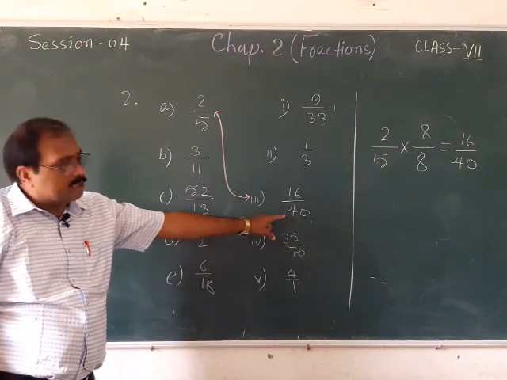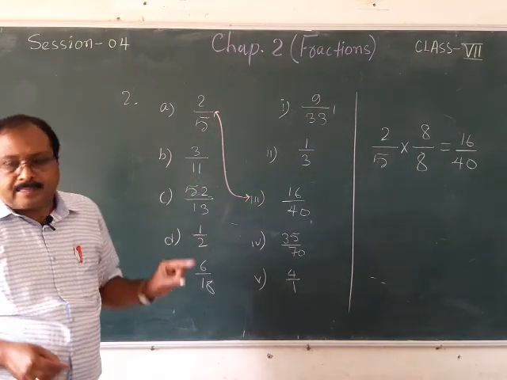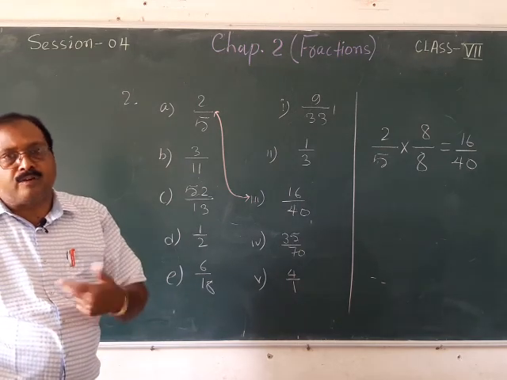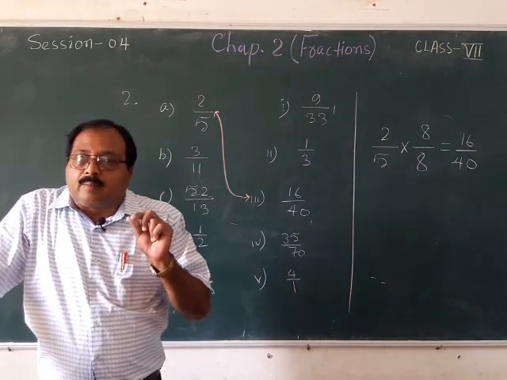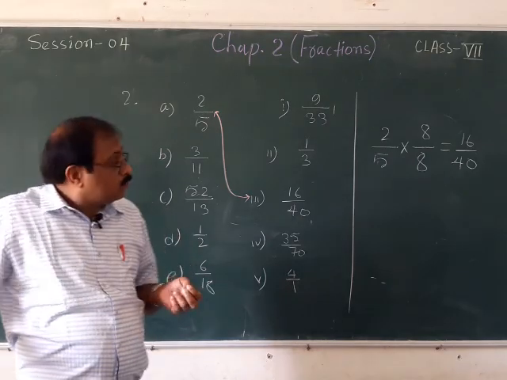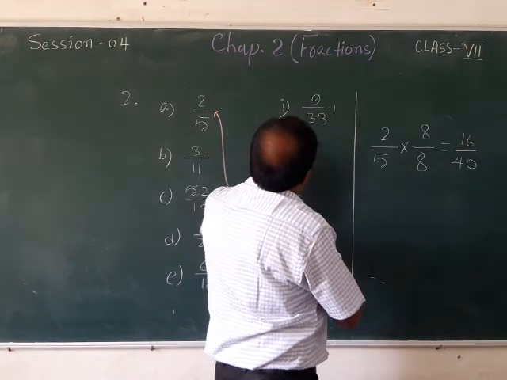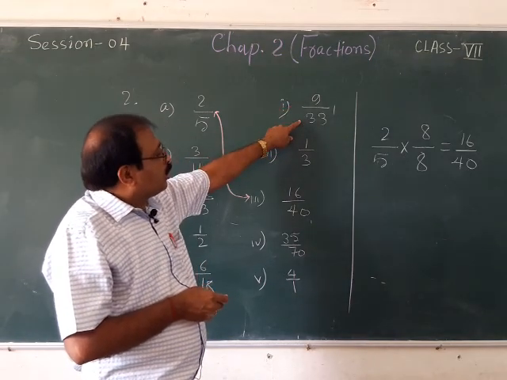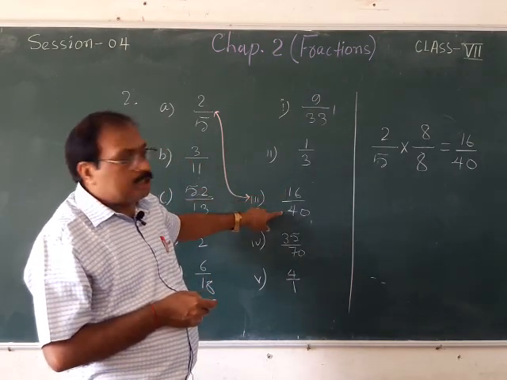A can be matched with 16 by 40. Otherwise, you can also check whether the given fractions are written in their lowest form or simplest form or not. The second way to understand these questions is that first of all you check that all the fractions are in their lowest form. If not, then you can change them. How? Again I am telling you, 16 upon 40. Each and every fraction should be in its lowest form. Here you can see 9 upon 33, 3 can divide both numbers, so it is not in its lowest or simplest form. Again 16 upon 40, it is not in its lowest form.